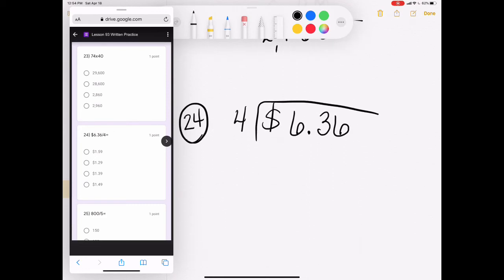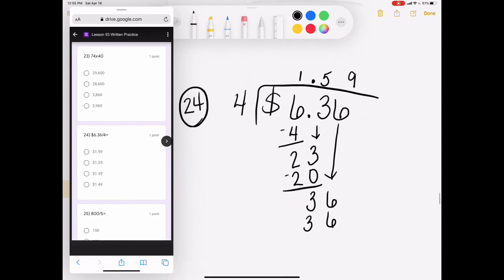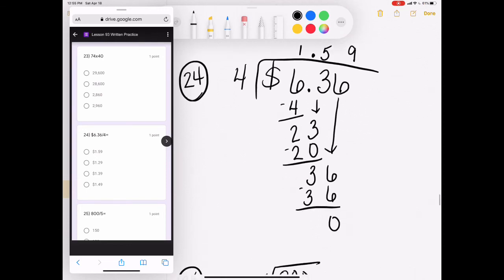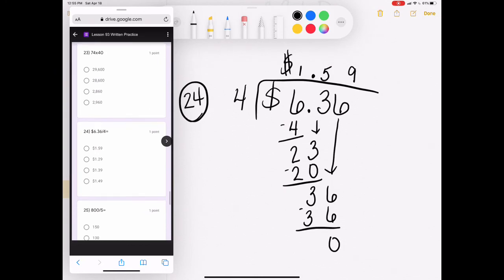24. How many 4s are in 6? 1. 1 times 4 is 4. 6 minus 4 is 2. Put your decimal in your answer. Bring down your 3. How many 4s are in 23? 5. 5 times 4 is 20. 23 minus 20 is 3. Bring down your 6. 4 times 9 is 36. 36 minus 36 is 0. There is no remainder. $1.59 is your answer to number 24.